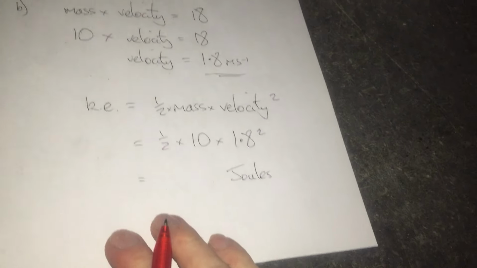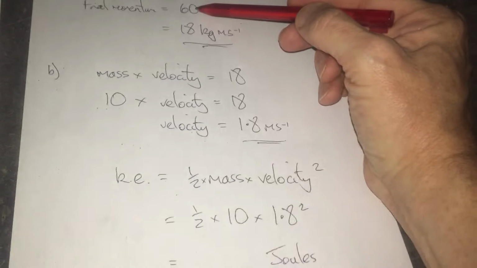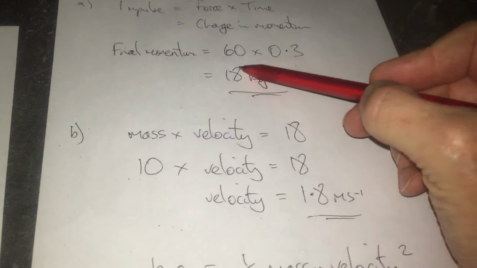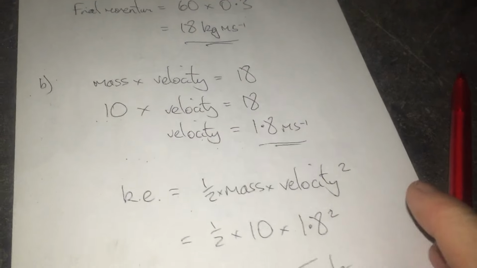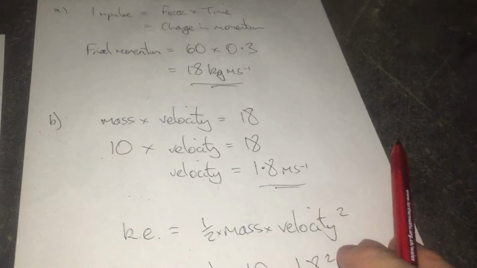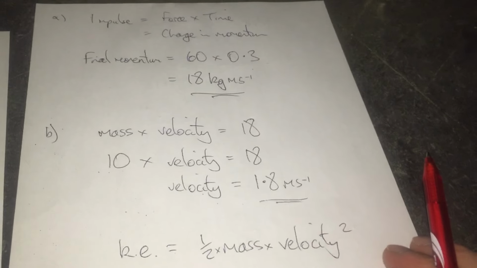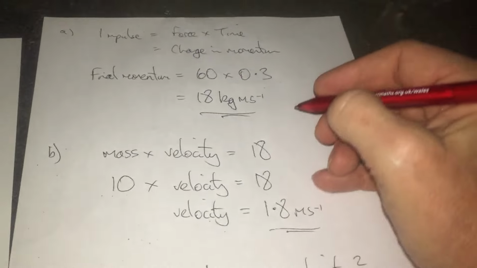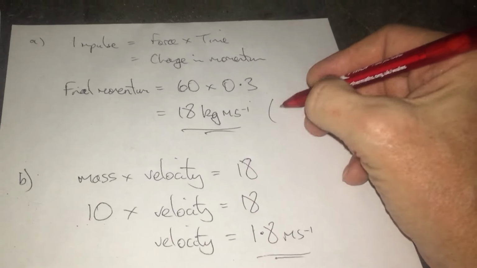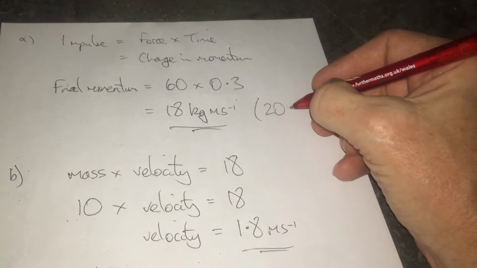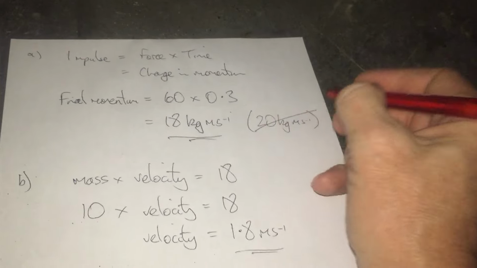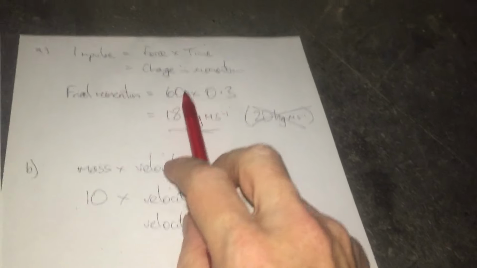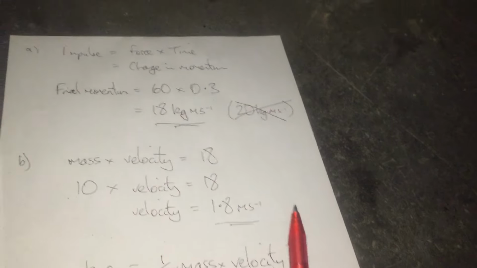Now then, what about accuracy? All the information that we've been given looks like it's to one significant figure. So strictly speaking, we really ought to give our answer to one significant figure. So you could make the argument that the answer to part A is actually 20 kilogram meters per second. But you could also argue that this is two significant figures, in which case our answer of 18 stands.